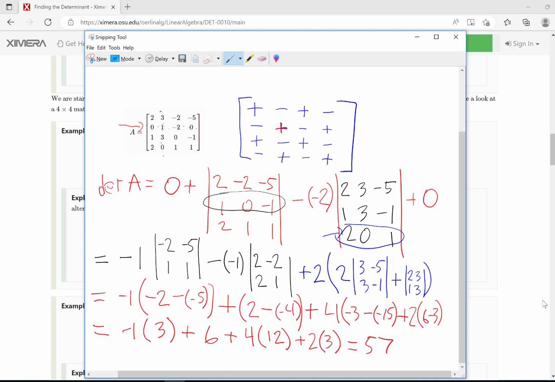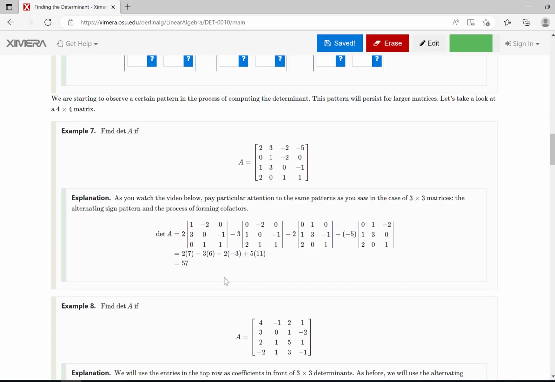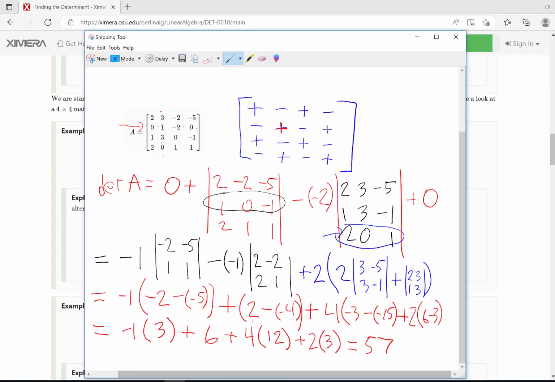Is that what we got here? Yes, exactly the same as we got in the book. So I think we're doing okay, and I hope that this video helps you understand how to find the determinant of larger matrices. As you can see, this recursive definition is quite cumbersome. It's good to look for things like zeros, that's for sure.